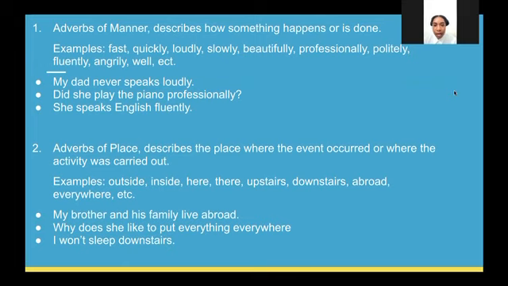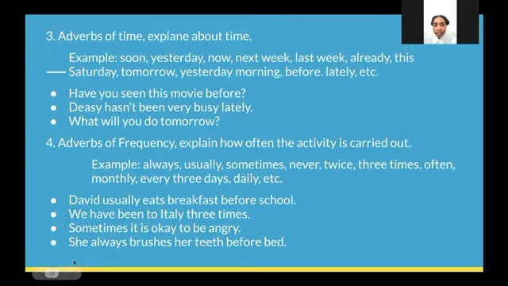Number 2 is adverbs of place. They describe the place where the event occurred or where the activity was carried out. For example: outside, inside, here, there, upstairs, downstairs, abroad, anywhere, and so on. Example sentences: My brother and his family are abroad. Why does he like to put everything everywhere? And I won't sleep downstairs. Next.